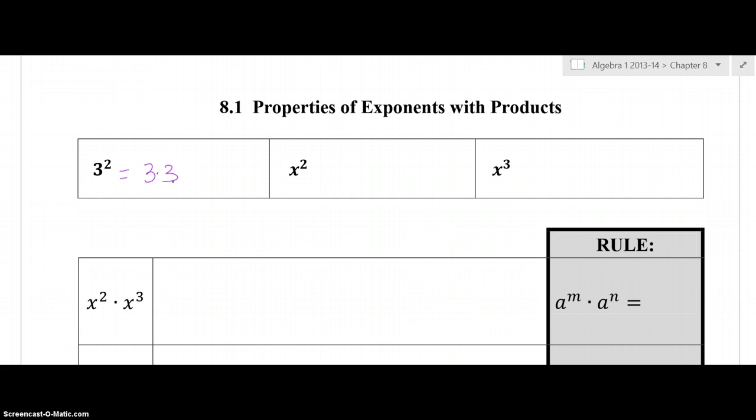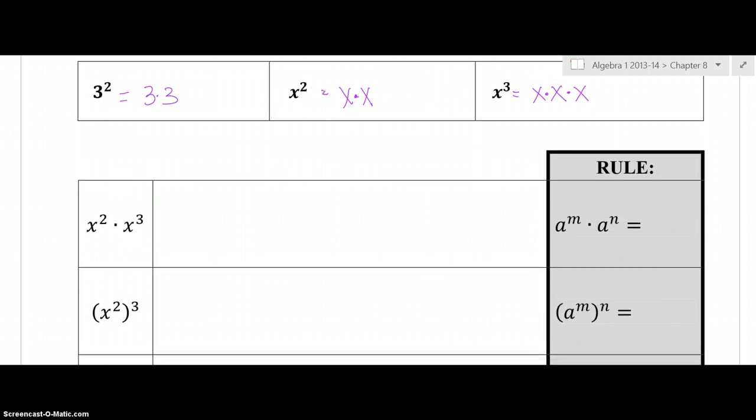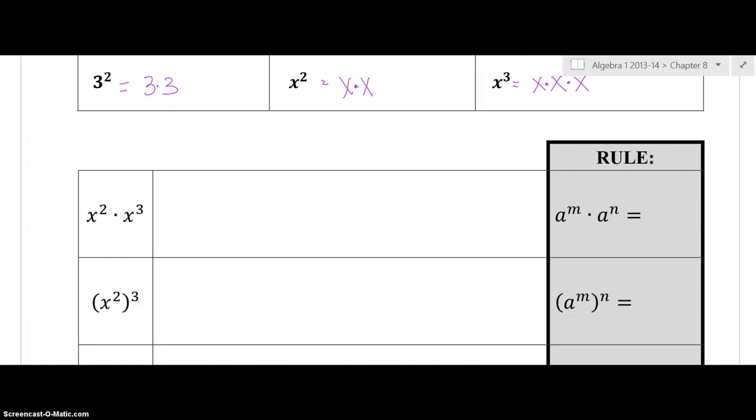So then x squared is the same thing as x times x. So then x cubed is the same thing as x times x times x. So 3 squared is 3 times 3, x squared is x times x, and x cubed is x times x times x. So let's use those from above to figure out these rules, okay?